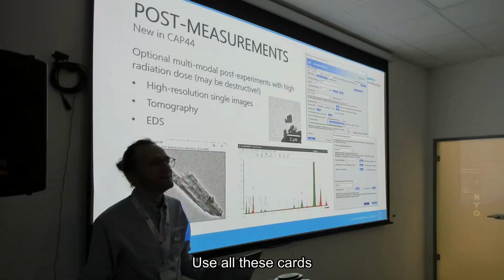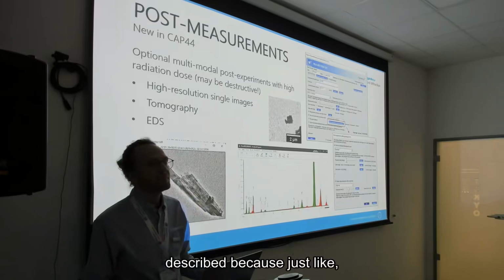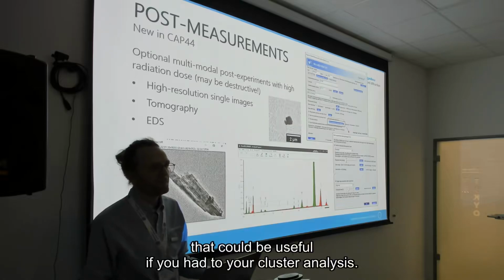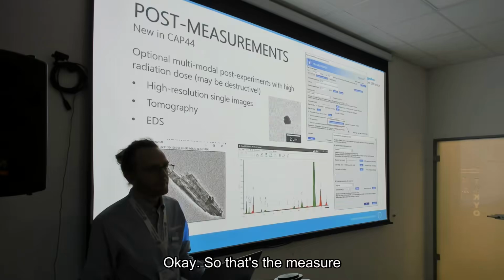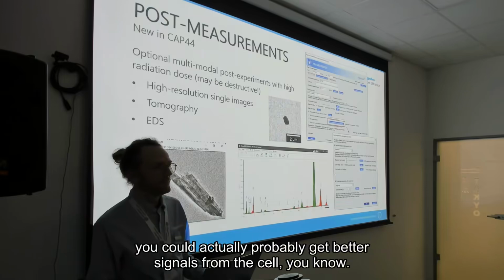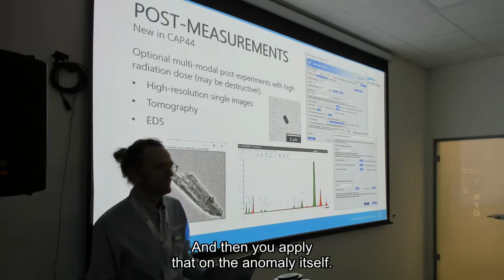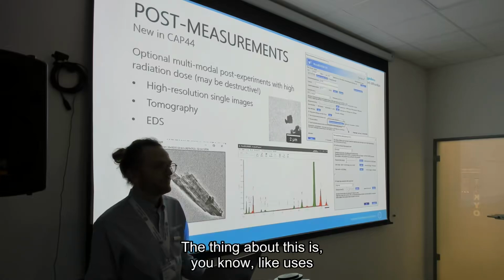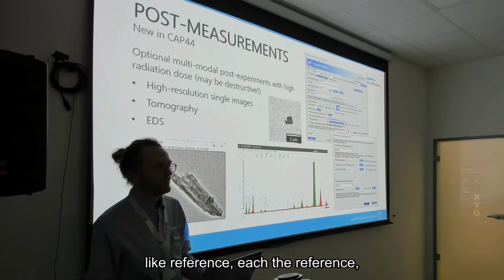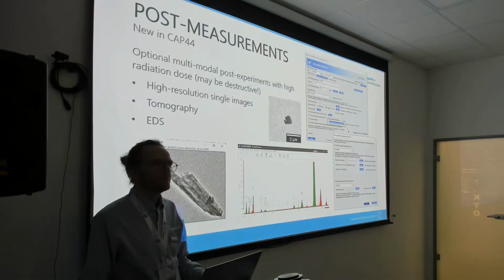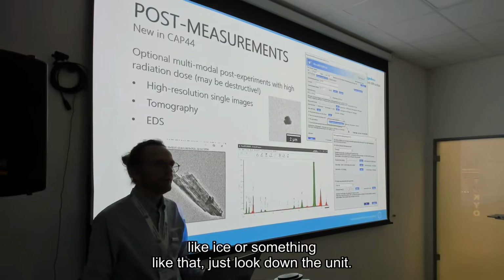I have a user-inspired question. You inspired me when you asked why I stopped the stuff that I don't measure. I think that could be useful if, in your cluster analysis, you accidentally measure contamination in the unit cell. You could probably get better sigmas from the cell, and then apply that to the unknown unit cells. Maybe think about using an internal reference to make the unit cell slightly better, because you're measuring the ice or something like that. Yeah, just lock down the unit cell.